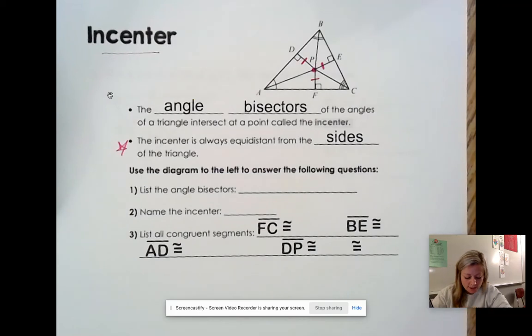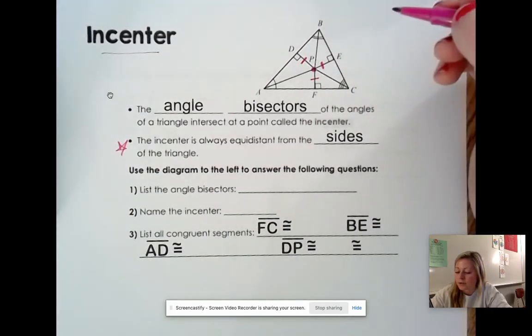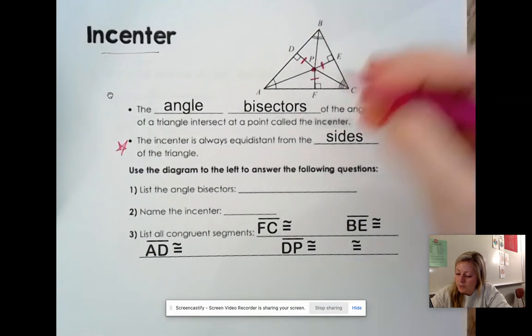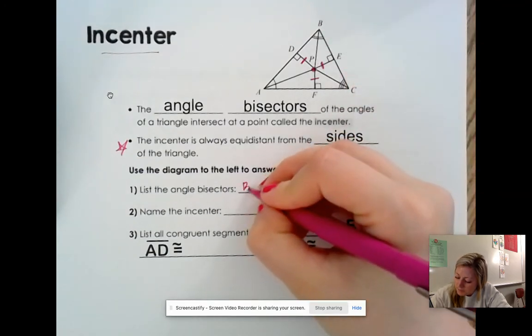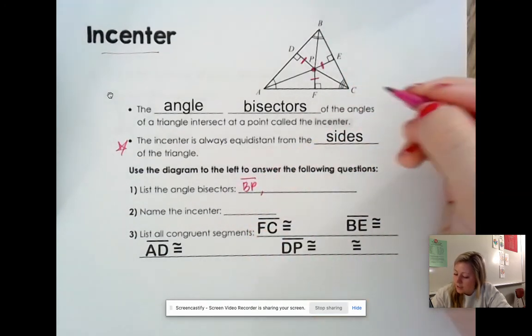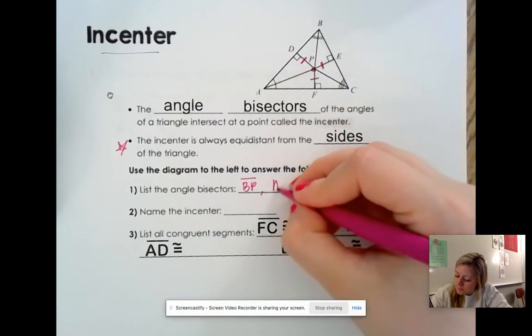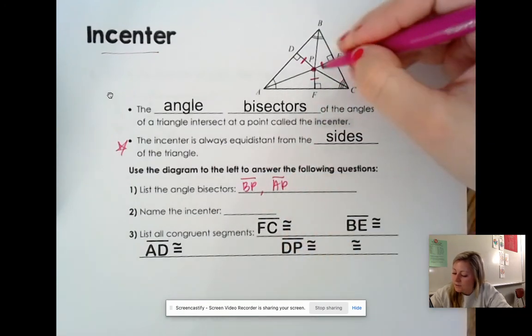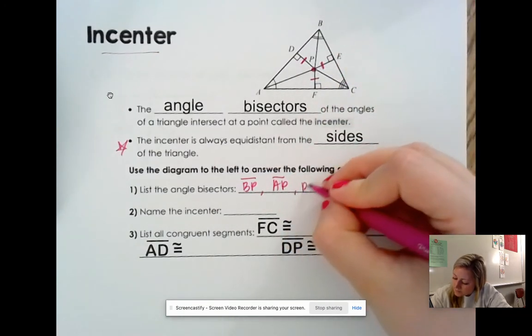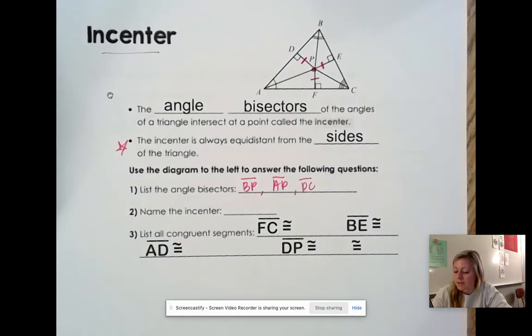List the angle bisectors. So our angle bisector, so what's cutting our corners in half? Well, our first one would be BP. Our second one would be AP. And our last one would be PC. Name the incenter, that is P. List all congruent segments.